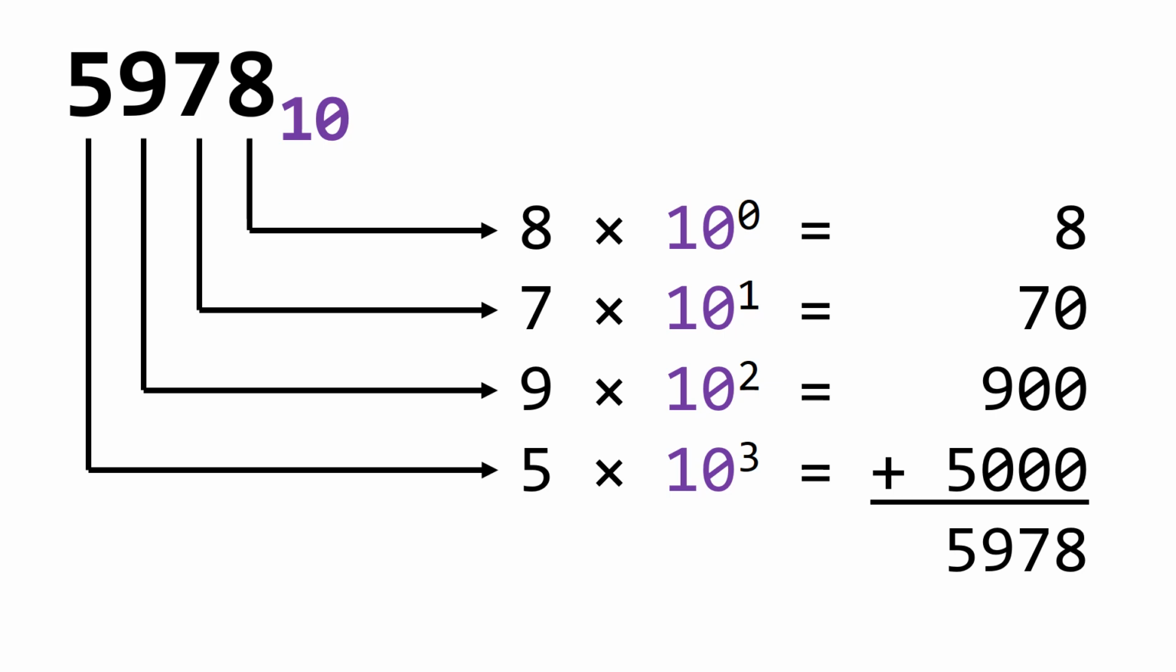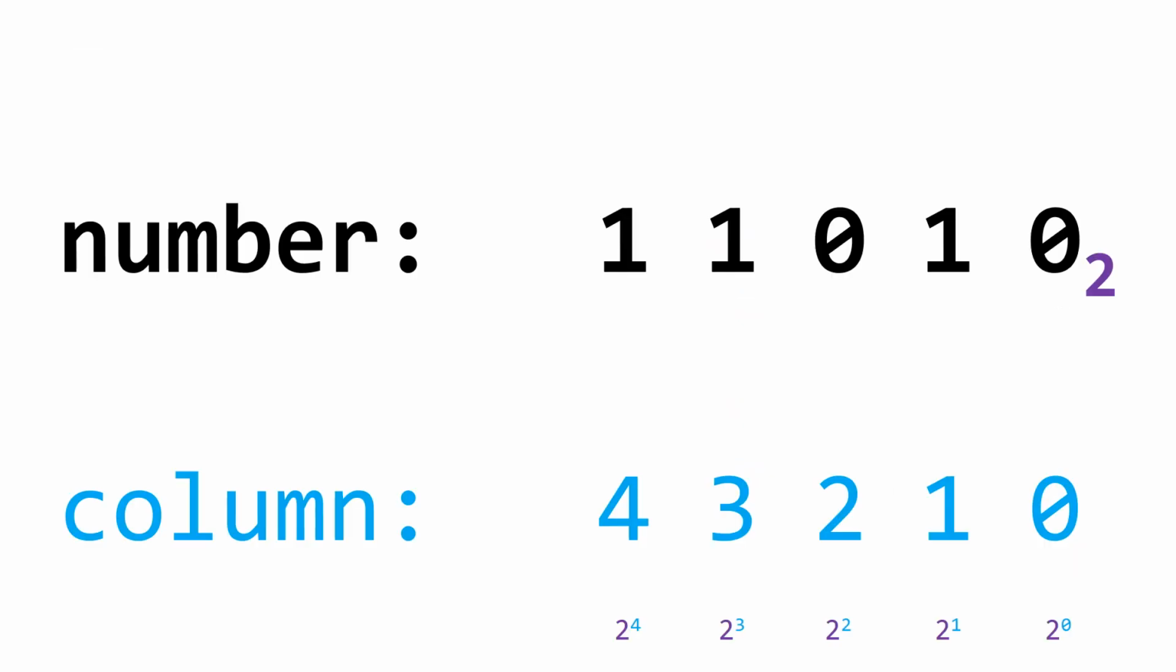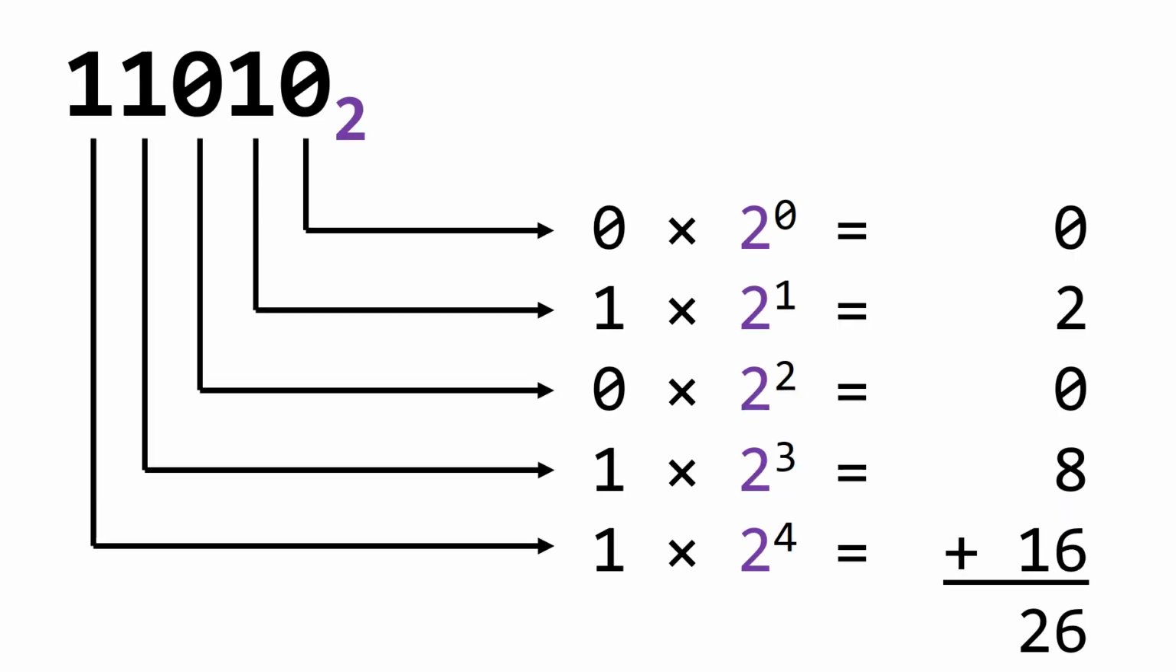The only thing that changes when we change the base system is the base of the exponents. That is all. So using this method, let's look at how a number in base 2 would be interpreted. 11010 base 2. Let's number our columns. Instead of the columns being ones, tens, and hundreds, the columns will correspond to powers of 2: 1s, 2s, 4s, 8s, and 16s. So this number is 1 times 16 plus 1 times 8 plus 0 times 4 plus 1 times 2 plus 0 times 1, which equals 26.